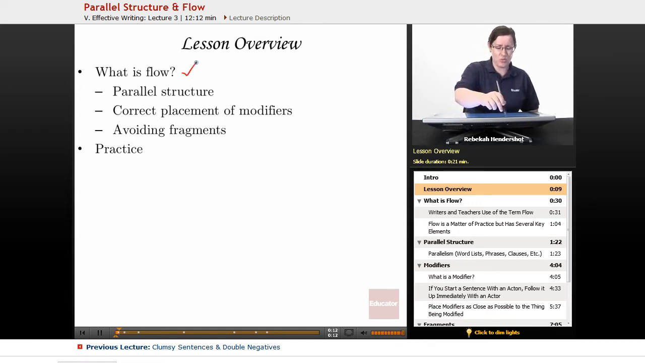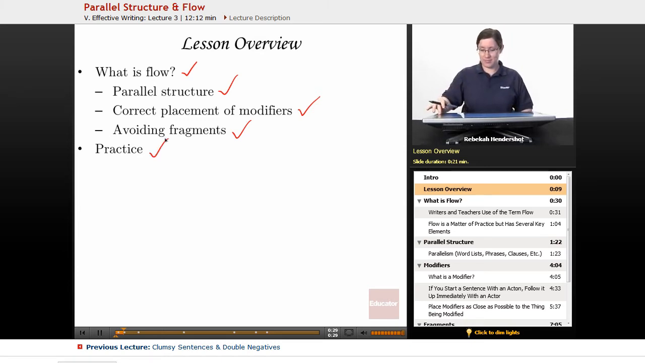We're going to look at the question, what is flow? When somebody says your sentences need to flow more, what do they mean? Well, they usually mean parallel structure, correct placement of modifiers, and avoiding fragments. So we're going to go through all of those things, and then we're going to do some practice.